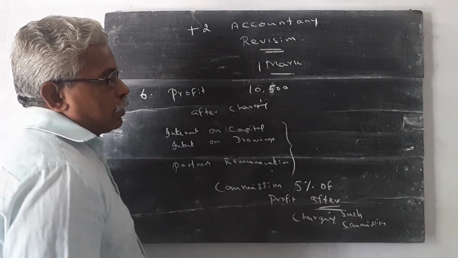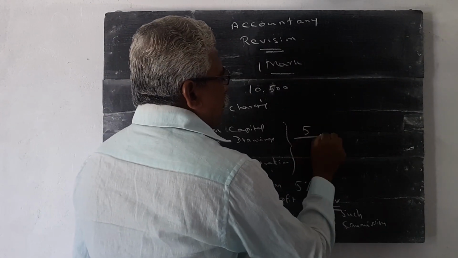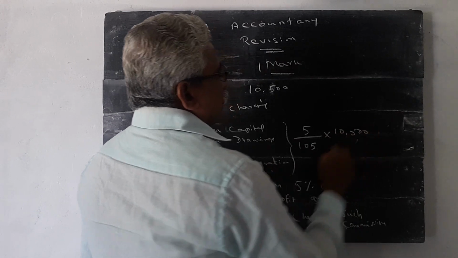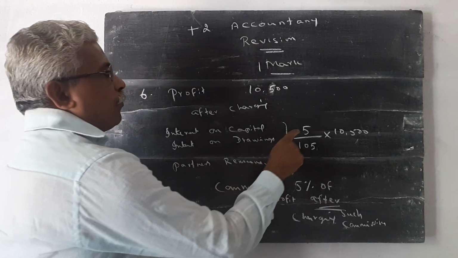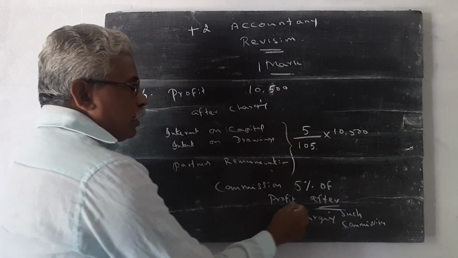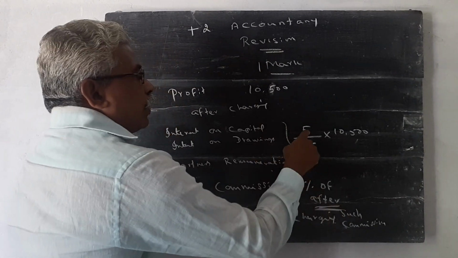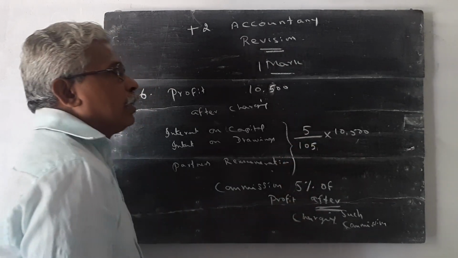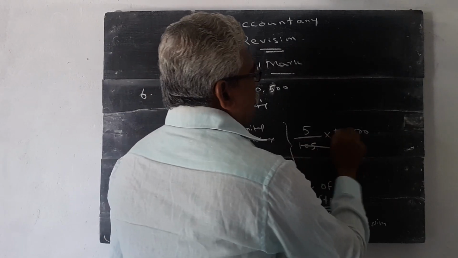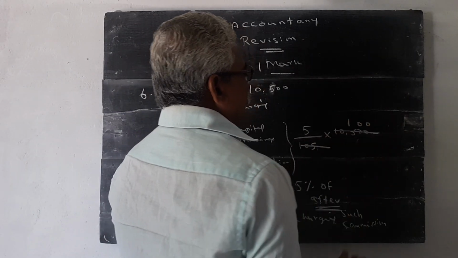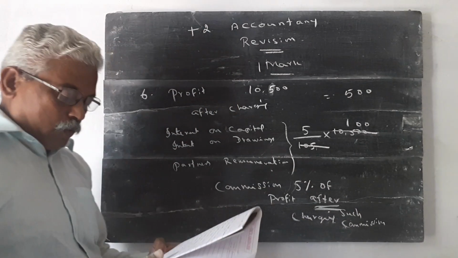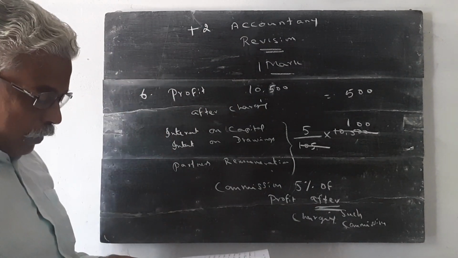So how do you calculate? 5 divided by 105 into 10,500. That is the procedure. Normally 5% is calculated as 5 divided by 100, but the words after charging are given, so 5 divided by 105 into profit 10,500. So we can write in this way 500. So the answer is 500. Okay, so 6 questions are completed.